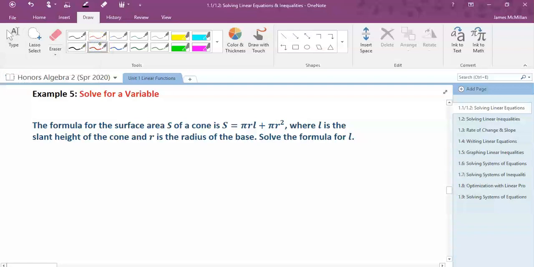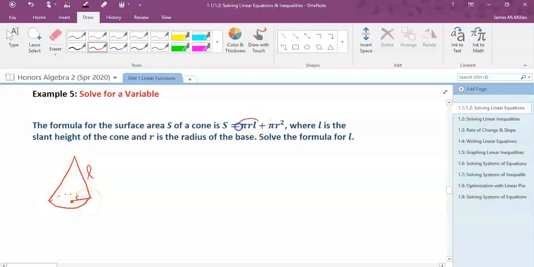So, example 5 here, solving for a formula. The formula for surface area of a cone is S is equal to pi r L plus pi r squared, where L is the slant height of the cone. So just to visualize here, we're talking about a three-dimensional cone. And so the slant height would be this length here. Remember, your radius would be the radius at the bottom of the cone. And pi, of course, is pi.